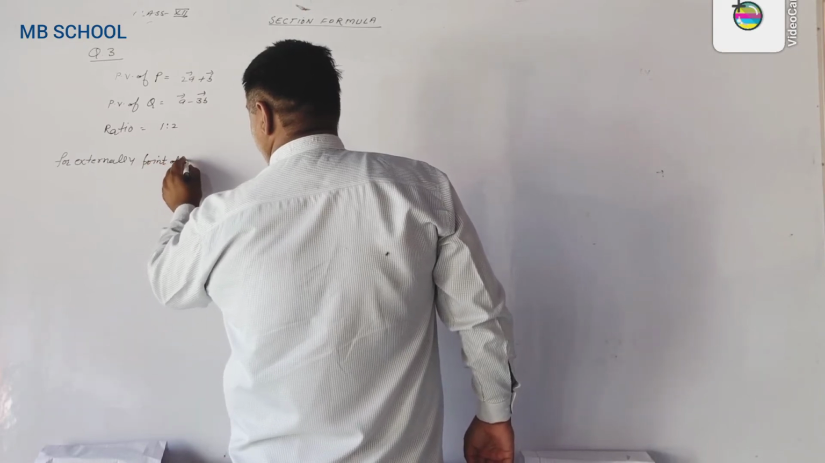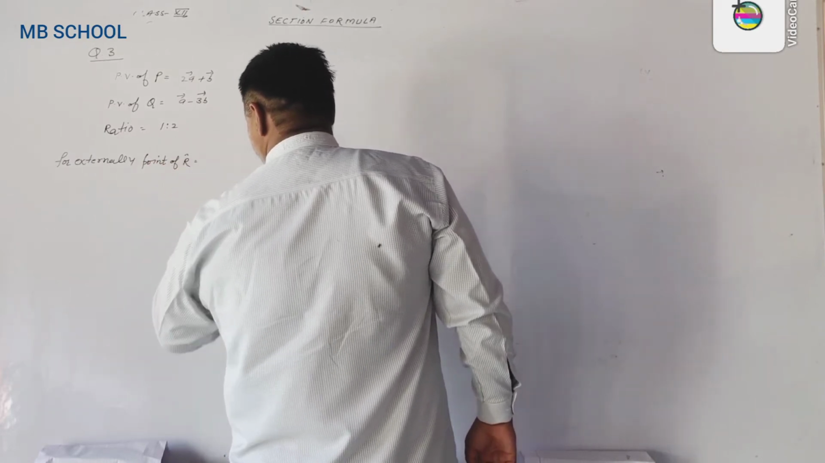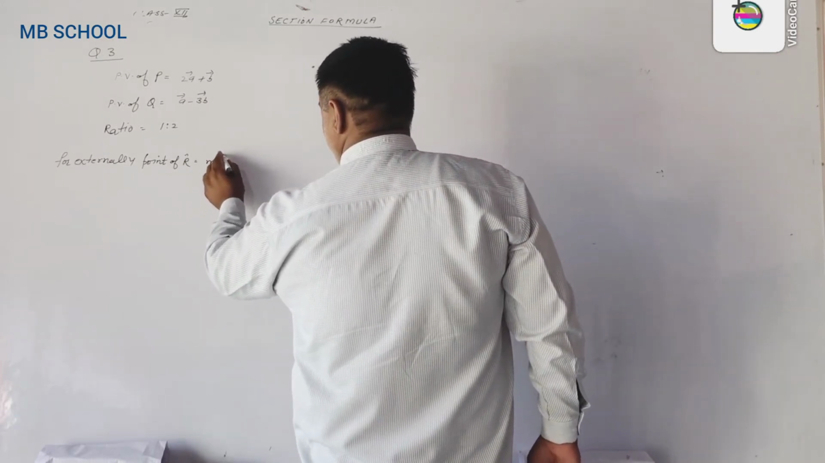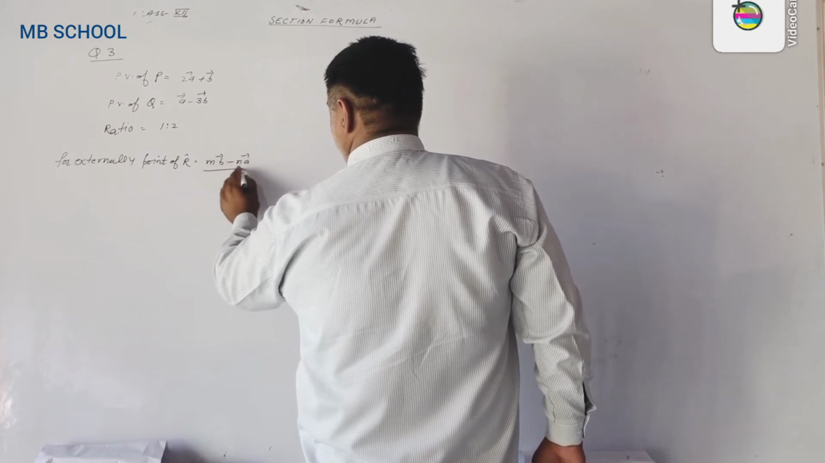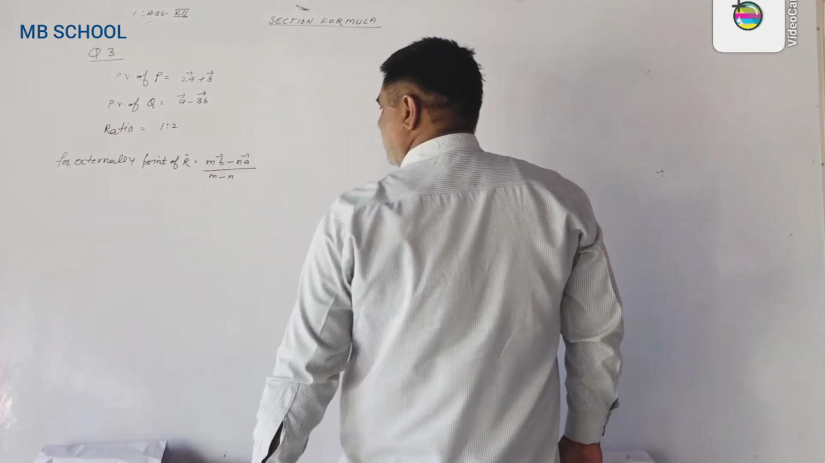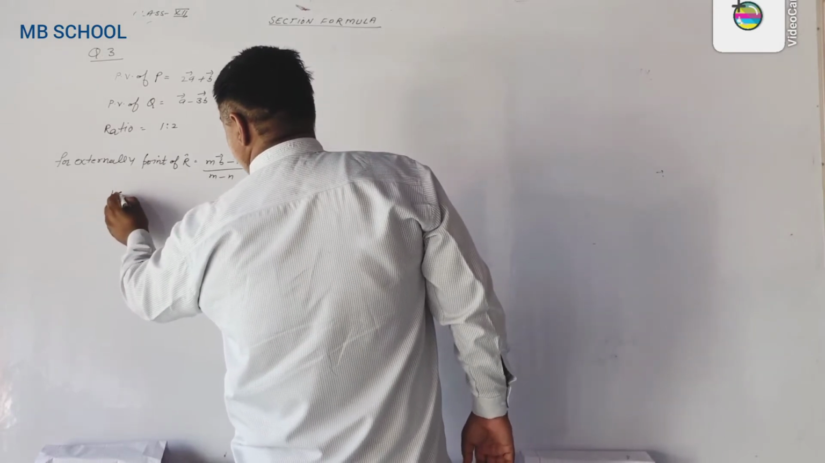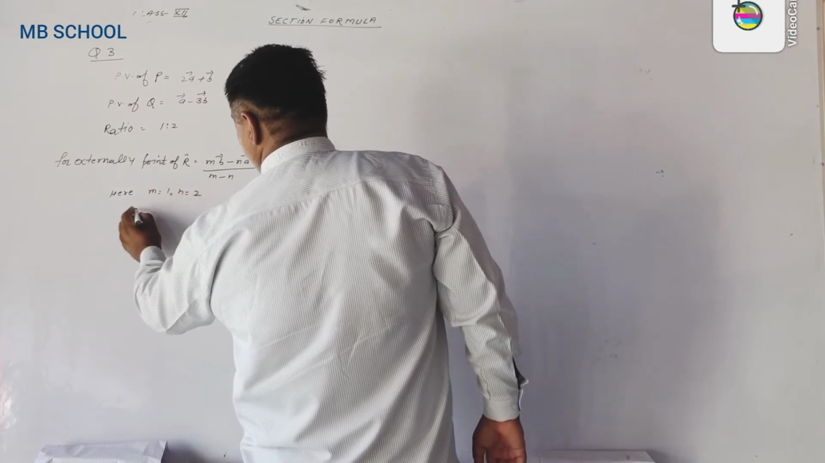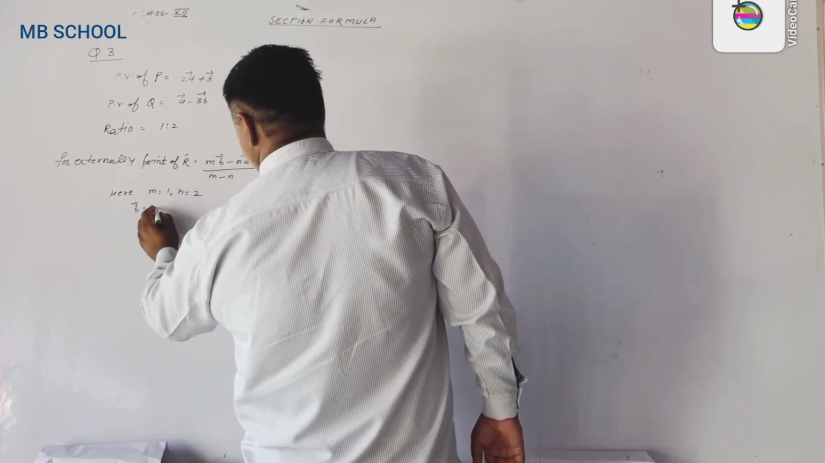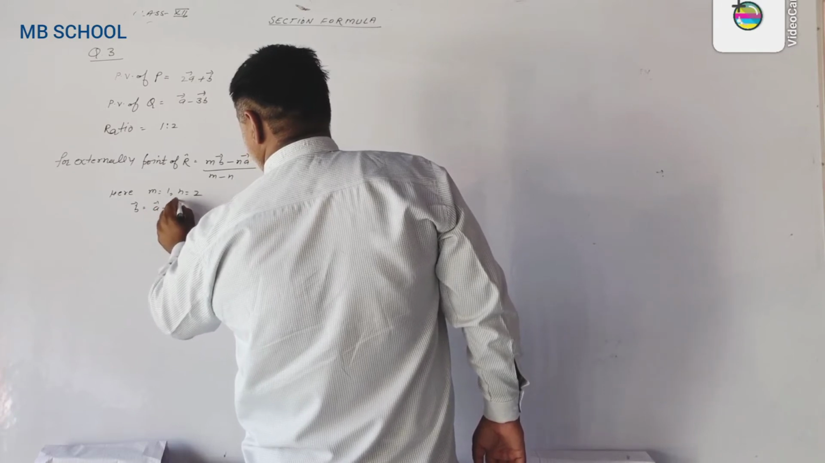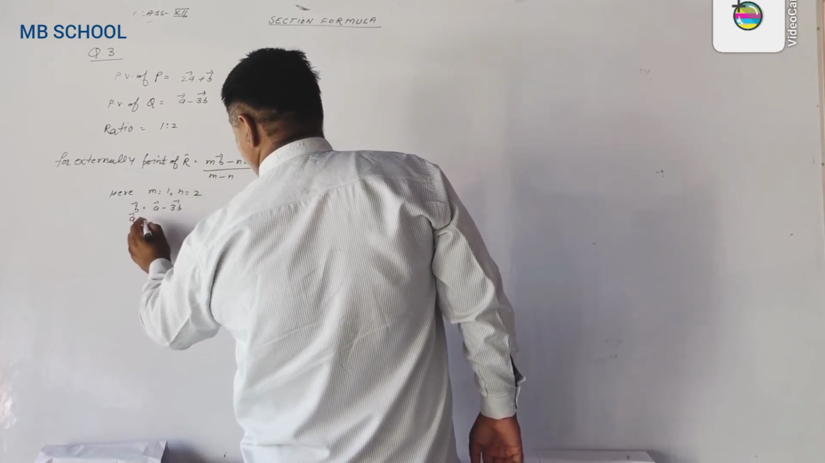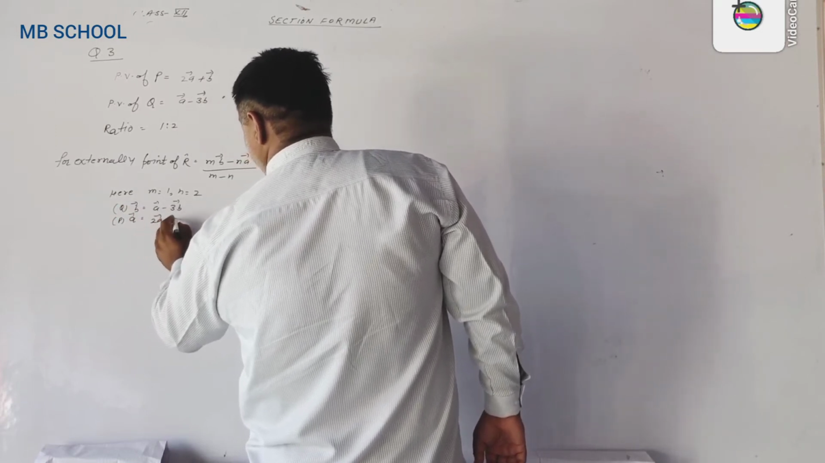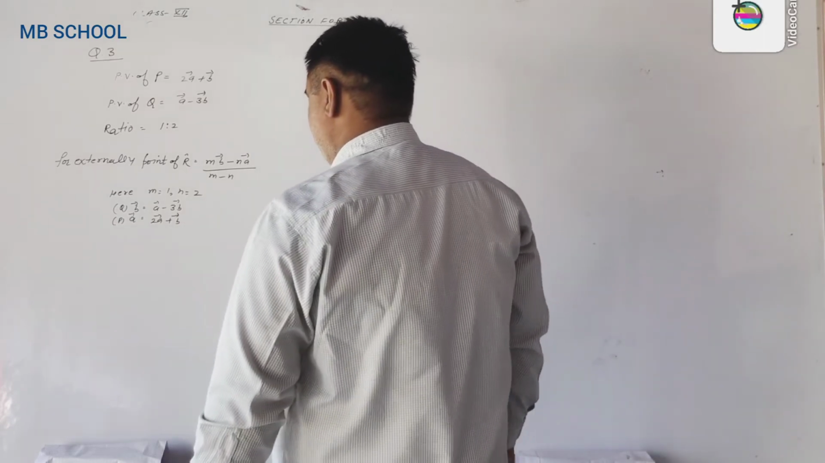Point R, externally. Now, externally of point R we have to find the value of (m b minus n a) by (m minus n). So here the value of m is equal to 1, n is equal to 2, vector b is equal to a minus 3b, and a is equal to 2a plus b. Now we use this formula for explanation.